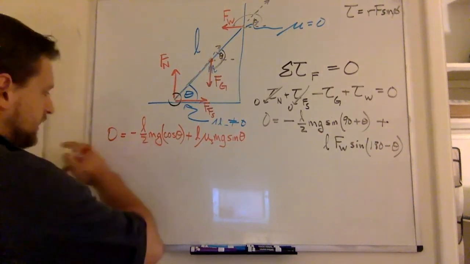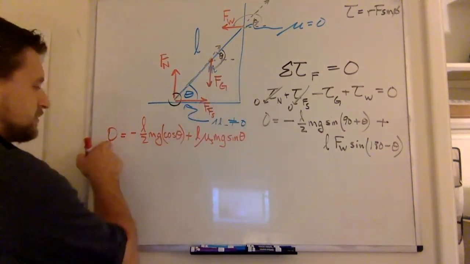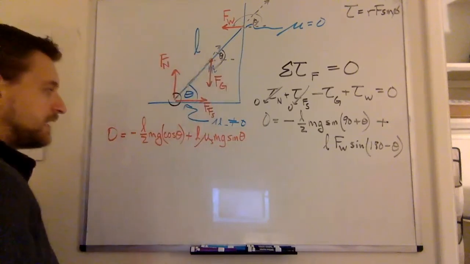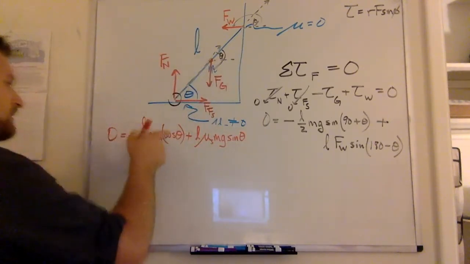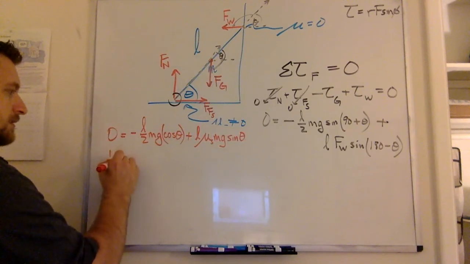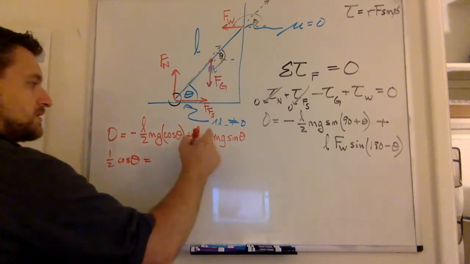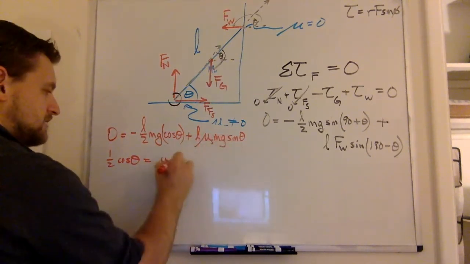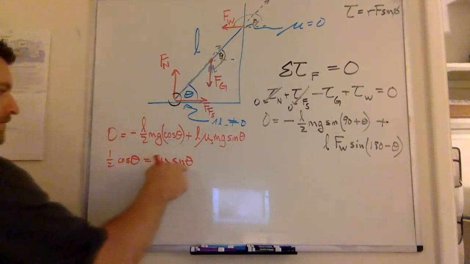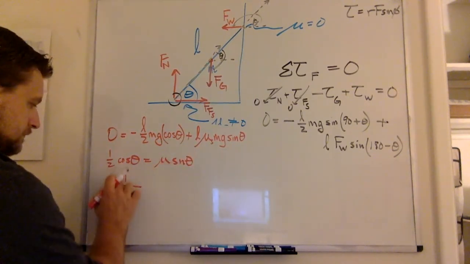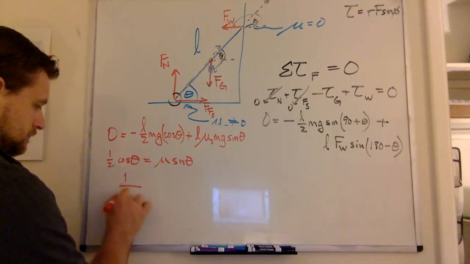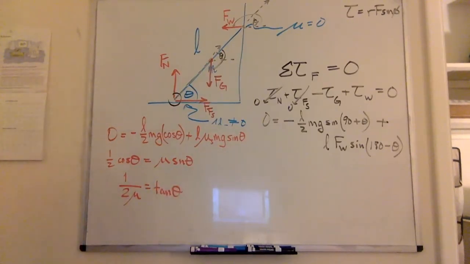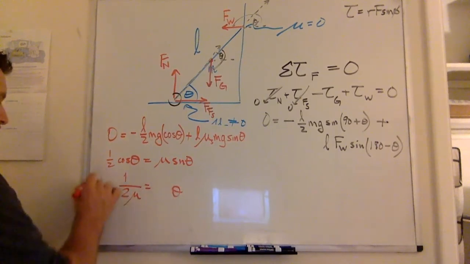All right, let's divide the entire equation by m. We can do that because we've got a 0 on this side. Let's divide the entire equation by g. Let's divide the entire equation by L. And let's move this guy to this side. One half cosine theta equals mu sine theta. And if we want to solve for theta, sine over cosine is tangent. So theta gets us the arctan.